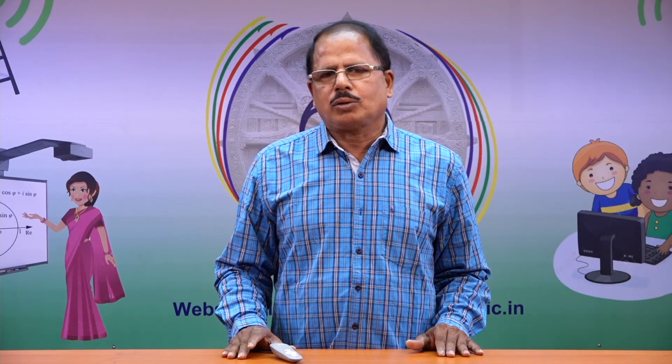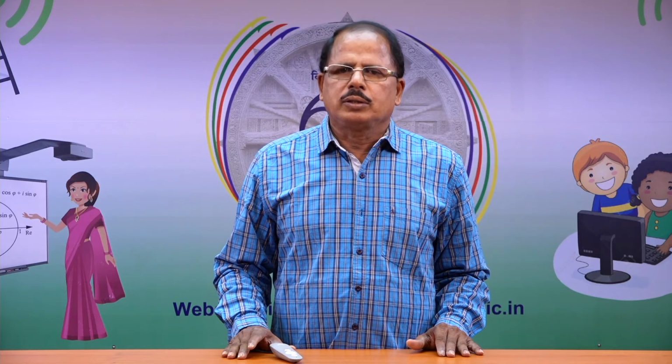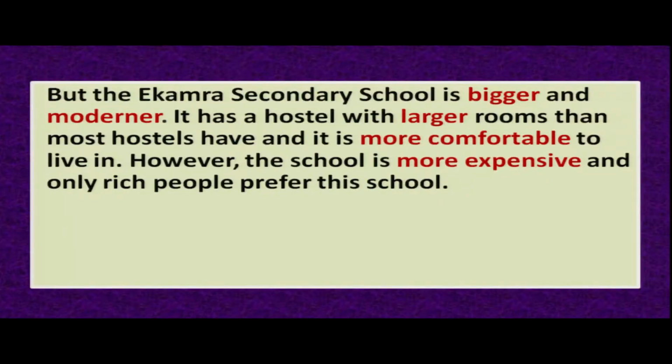So my dear children, from this paragraph we know that whenever we have than we can use the comparative degree, when we have the, then the next place is the superlative degree form of the adjective should be used, right? Then come to the next. But a Camera secondary school is bigger and more modern. You shall see bigger and more modern, compare. It has a hostel with larger rooms than most hostels. Larger rooms than is there. That's why comparative degree. It is more comfortable to live in.